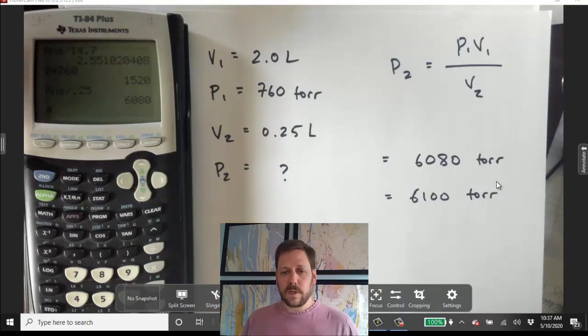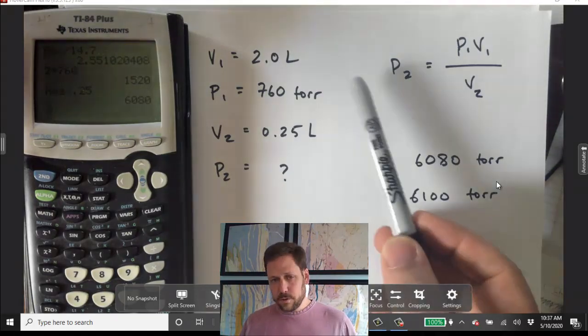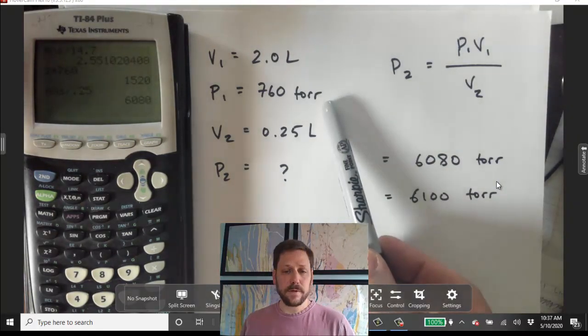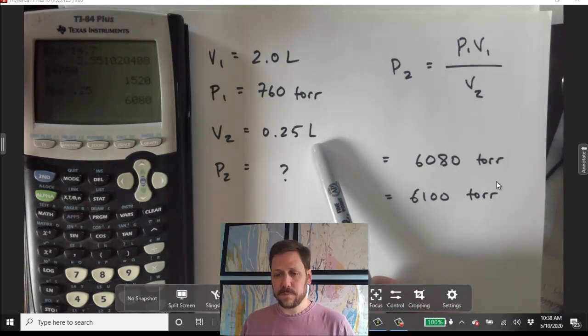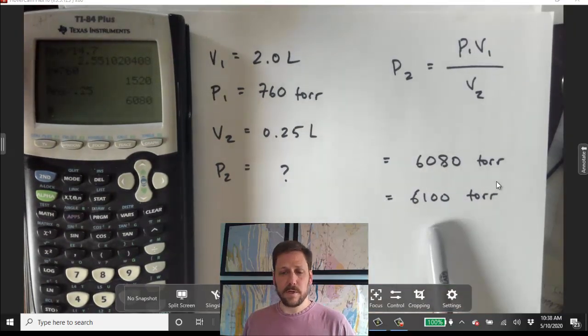Here's the solution. The initial conditions are 2 liters and 760 millimeters of mercury. The final condition is only 1/4 of a liter. So we're going to need about 6,100 millimeters of mercury to achieve that low volume.